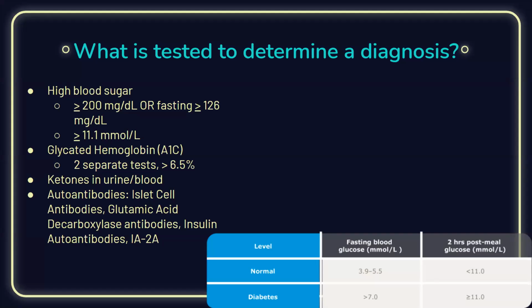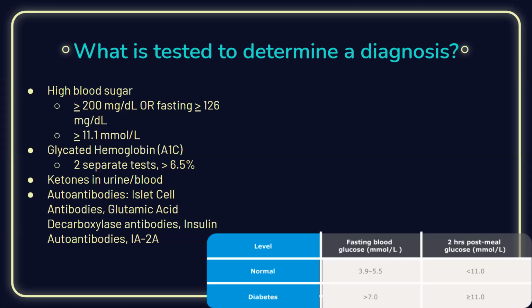As you can see on the bottom down here, the fasting blood glucose for a normal person without diabetes is around 3.9 to 5.5 millimolar per liter, whereas in someone with type 1 diabetes, this is usually over 7. And following a meal, normal people without this condition usually have less than 11 millimolar per liter, and greater than 11 in people with diabetes.